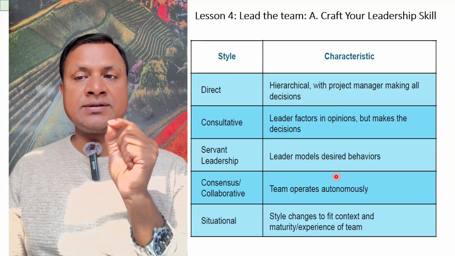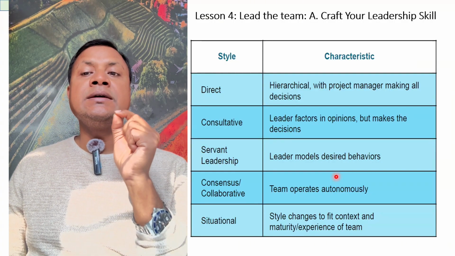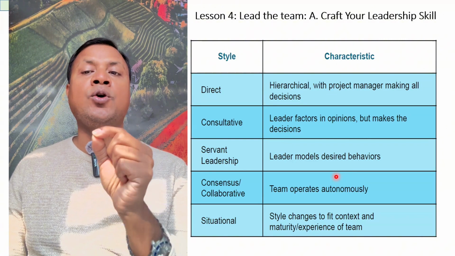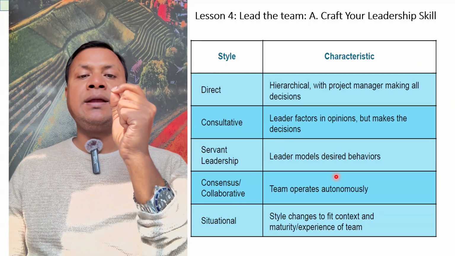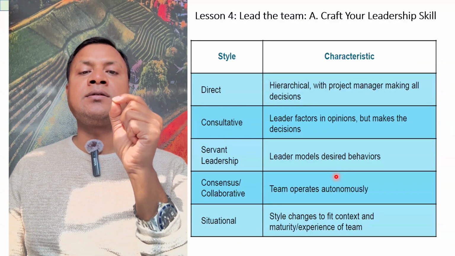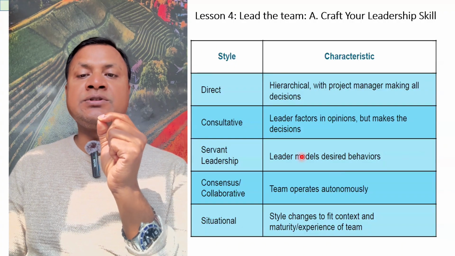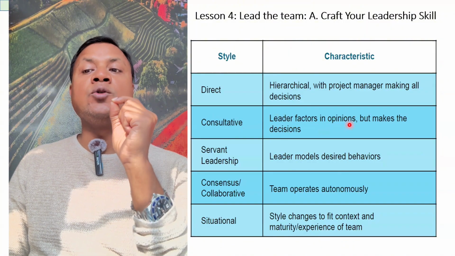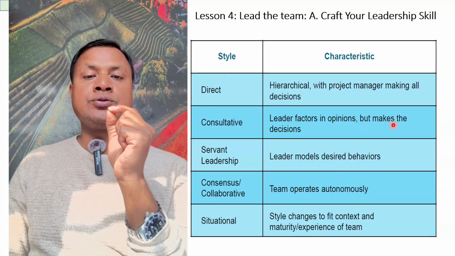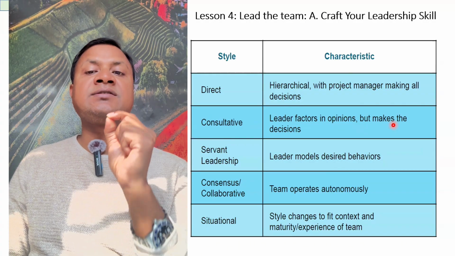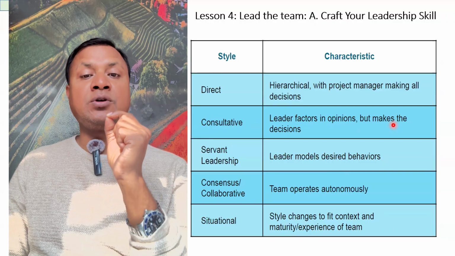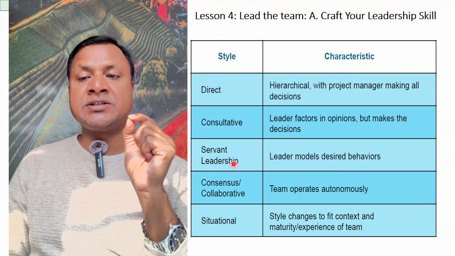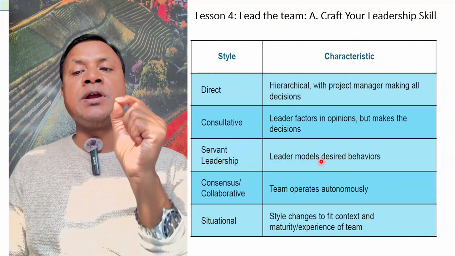Style 1 is direct style. In this one the leadership style is hierarchical with the project manager making all decisions. So the project manager, a bit of an authoritarian type, directs the people. Second one is consultative. Consultative is where the leader factors in opinions but makes the decision. So here the leader takes opinions from everyone but actually makes the decision. And then servant leadership. Servant leadership is where the leader models desired behavior.